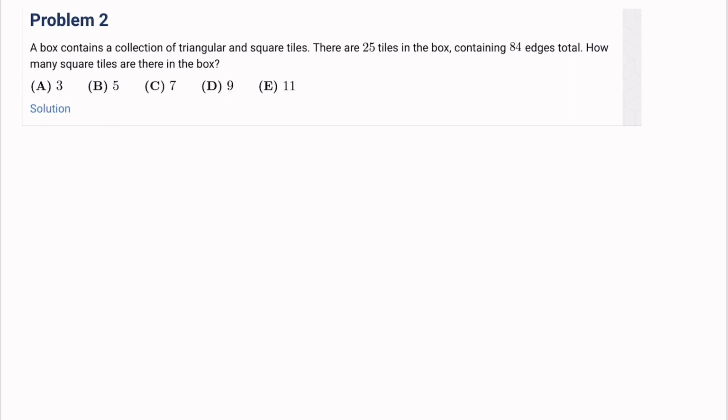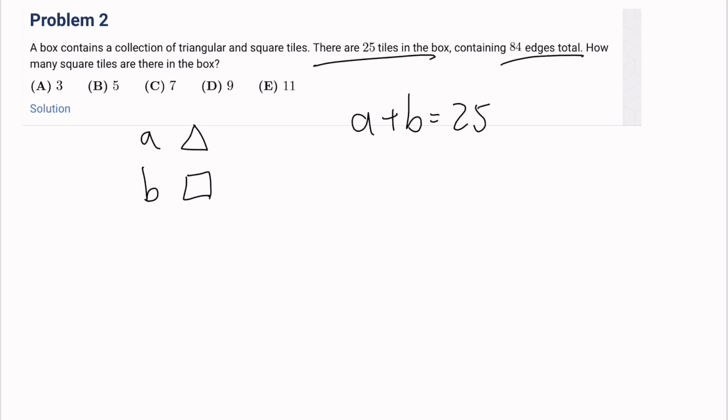Number 2, a box contains a collection of triangular and square tiles. There are 25 tiles in the box, containing 84 edges total. How many square tiles are there in the box? Okay, so let's say that there are a triangles and b squares. That means a plus b equals 25 because there are 25 tiles in the box, and since it has 84 edges total, it's 3a plus 4b equals 84.